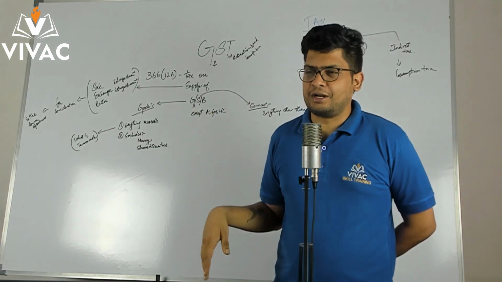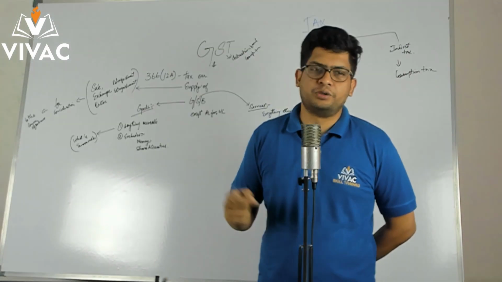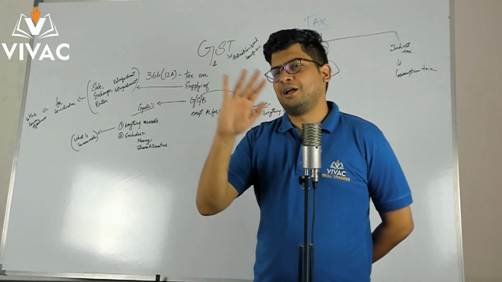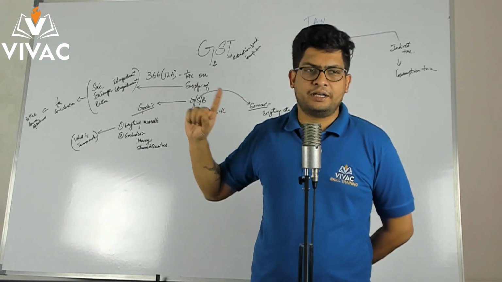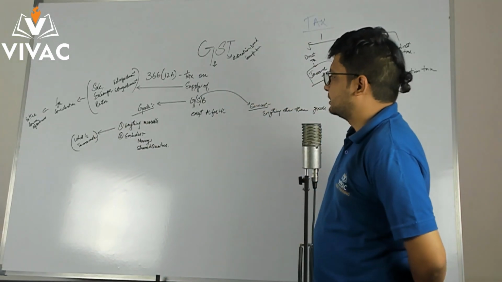When you manufacture, you had to pay excise duty. When you sell within a state, there was VAT. Across different states, there was CST. When you do services, there was service tax. Now all of it is combined and brought into one tax called GST, Goods and Services Tax. So what is it?